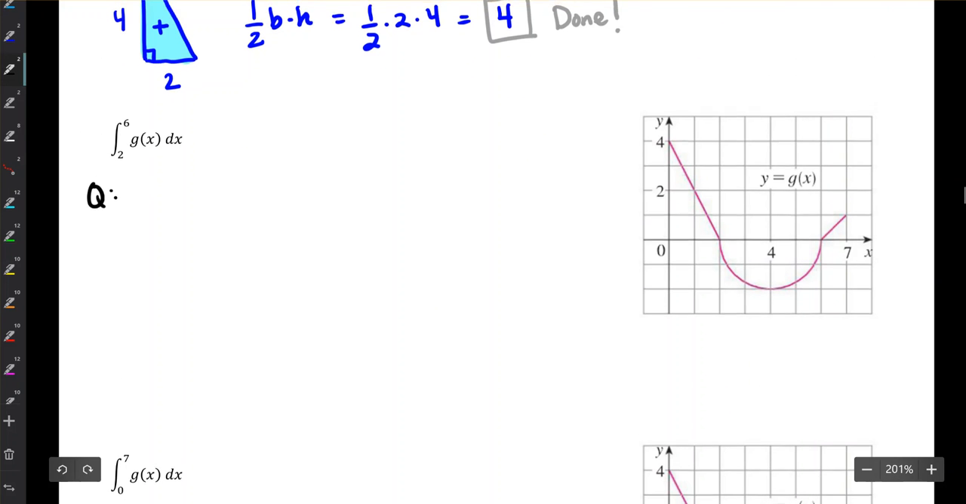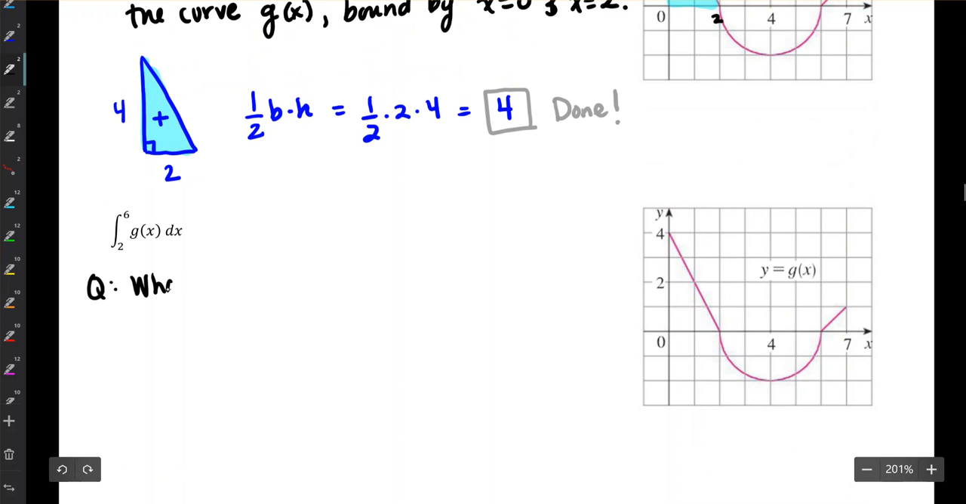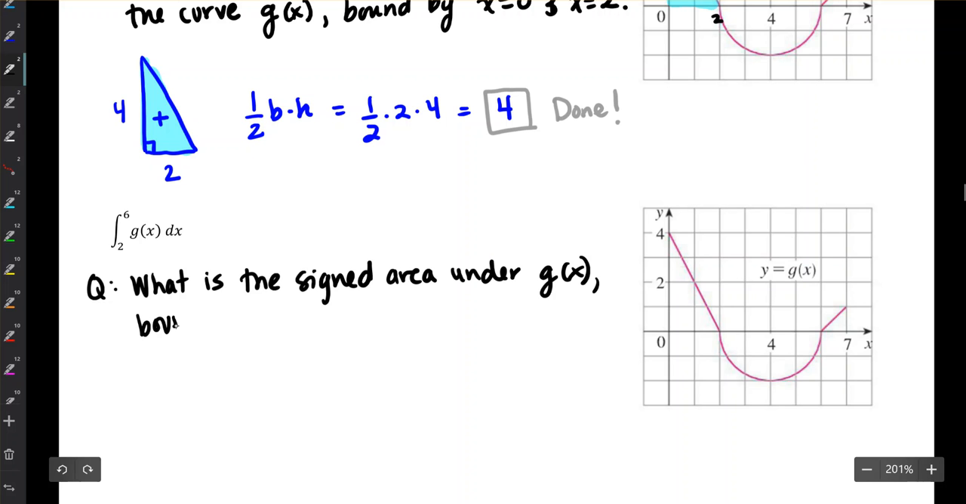Okay, so now in the next one, we're looking for the area under g again. We want to know what is the signed area under this curve bound by these vertical lines. And now they're x equals 2 and x equals 6.